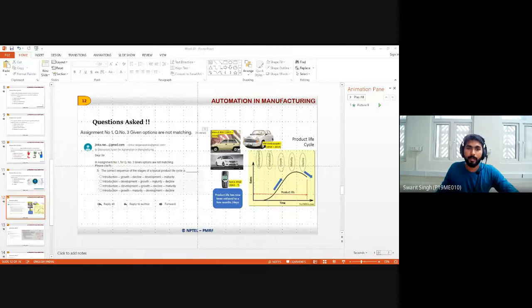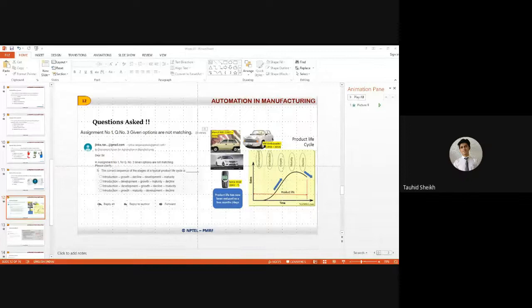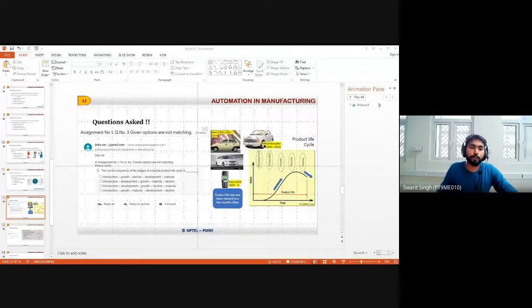I'm presenting a screen where it is written: question asked, assignment number one, question number three, given options are not matching. Is it visible? Yes, sir, it's visible. So I'm discussing this question, which was asked by one of you in the question forum. Question number three of assignment number one. None of the options is matching, right?